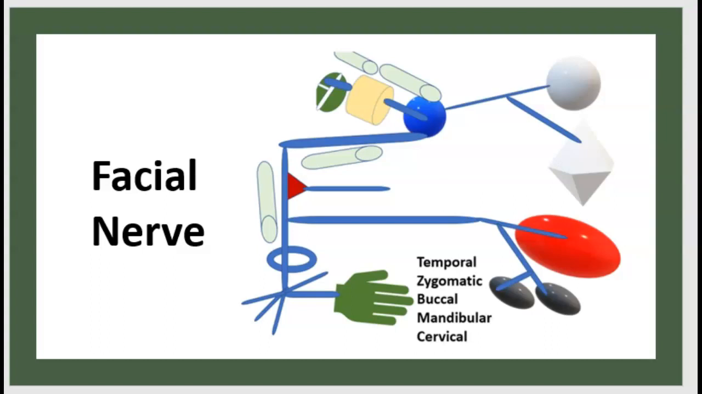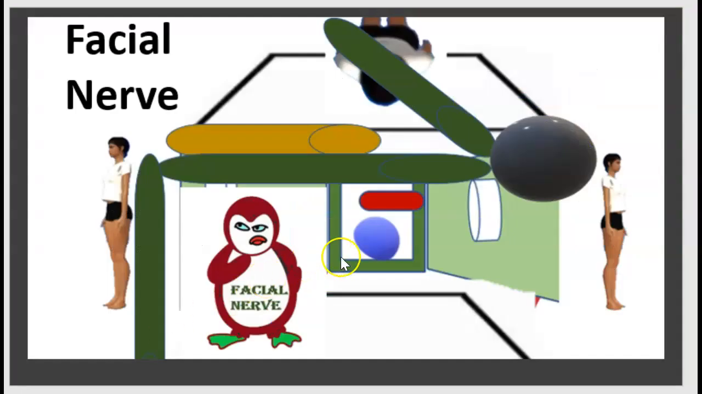The nerve typically travels from the pons through the facial canal in the temporal bone and exits the skull at the stylomastoid foramen. The facial nerve also supplies preganglionic parasympathetic fibers to the head and neck. The nerve typically travels from the pons through the facial canal in the temporal bone and exits from the skull at the stylomastoid foramen.